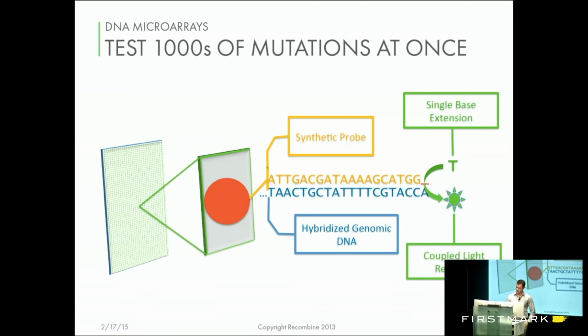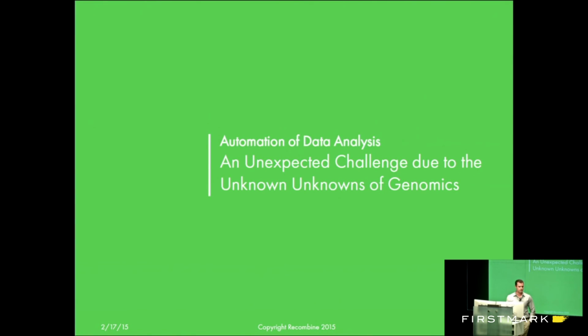I'm going to talk a bit about a specific data challenge that we've seen at Recombine very quickly, just to give an example of something that we've had. So automation of data analysis is very important when you're dealing with that much data. But automating data analysis can be dangerous, especially if you're not planning for your unknown unknowns.